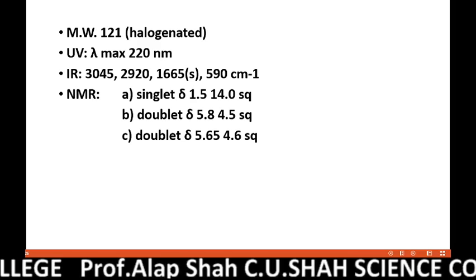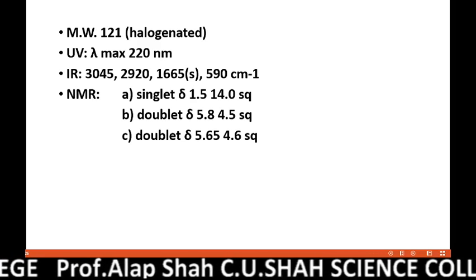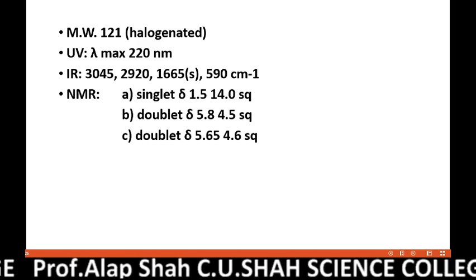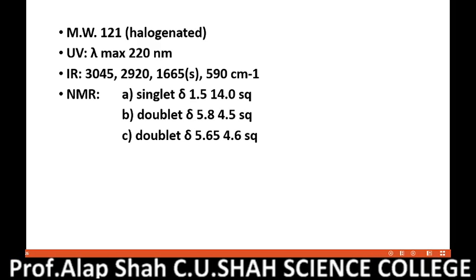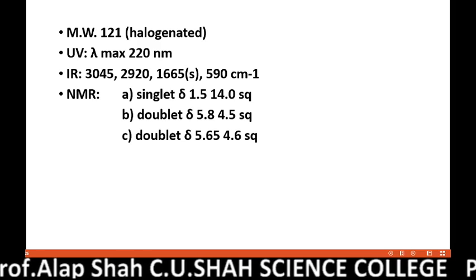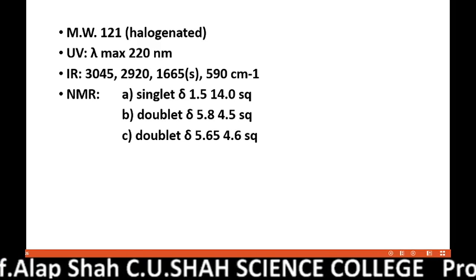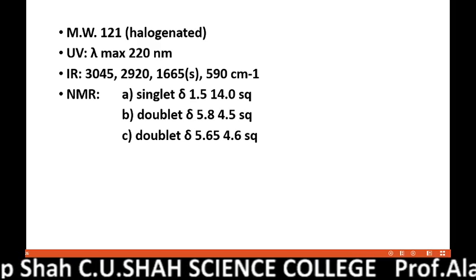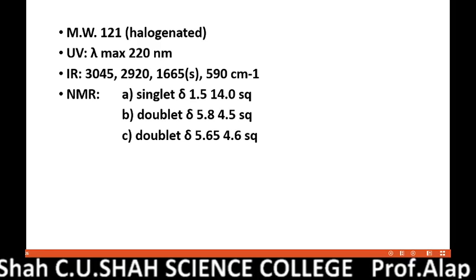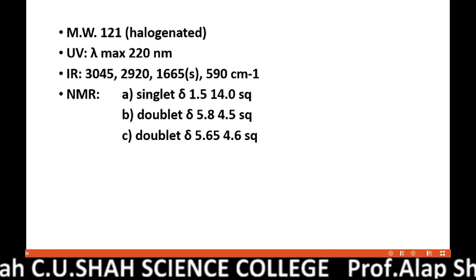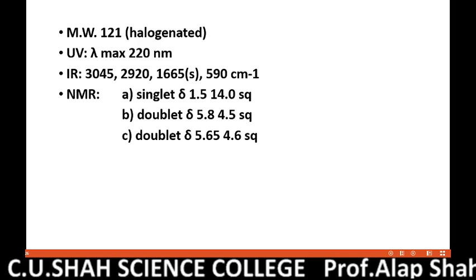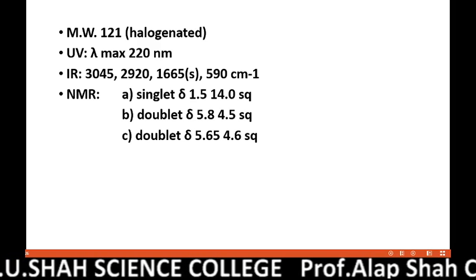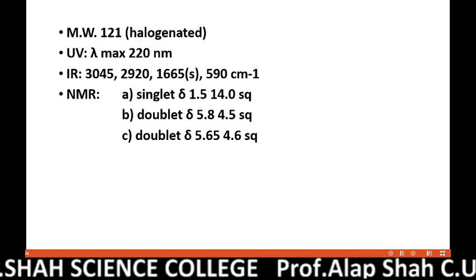UV lambda maximum 220 nanometer. There are 4 IR bands: 3045, 2920, 1665 and 590. 3 NMR signals. Singlet, delta 1.5, 14 square. Doublet, delta 5.8, characteristic, delta 4.5 square. And the third signal, doublet, 5.65, again characteristic, 4.6 square.